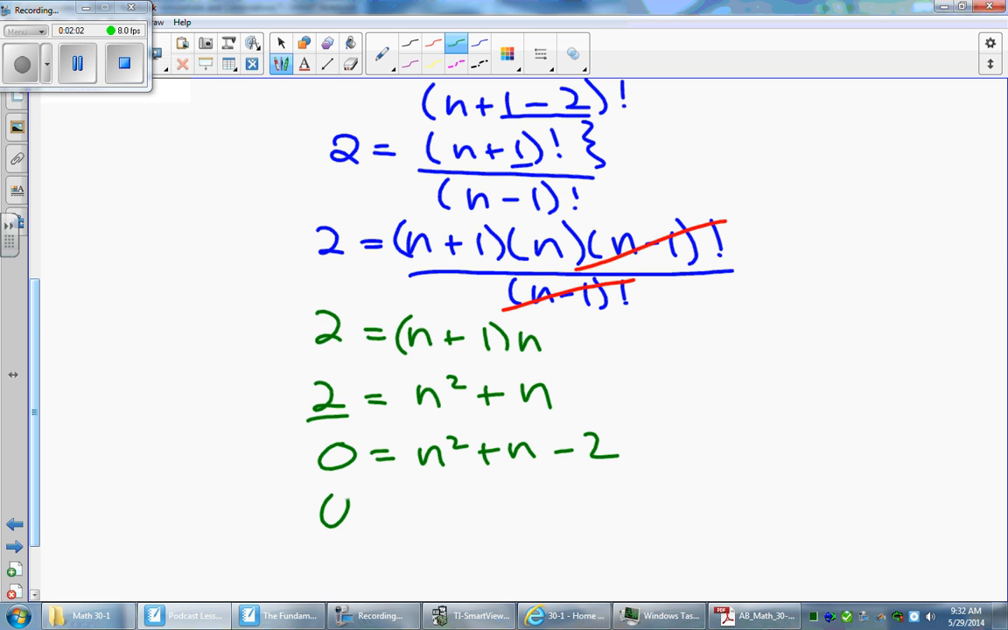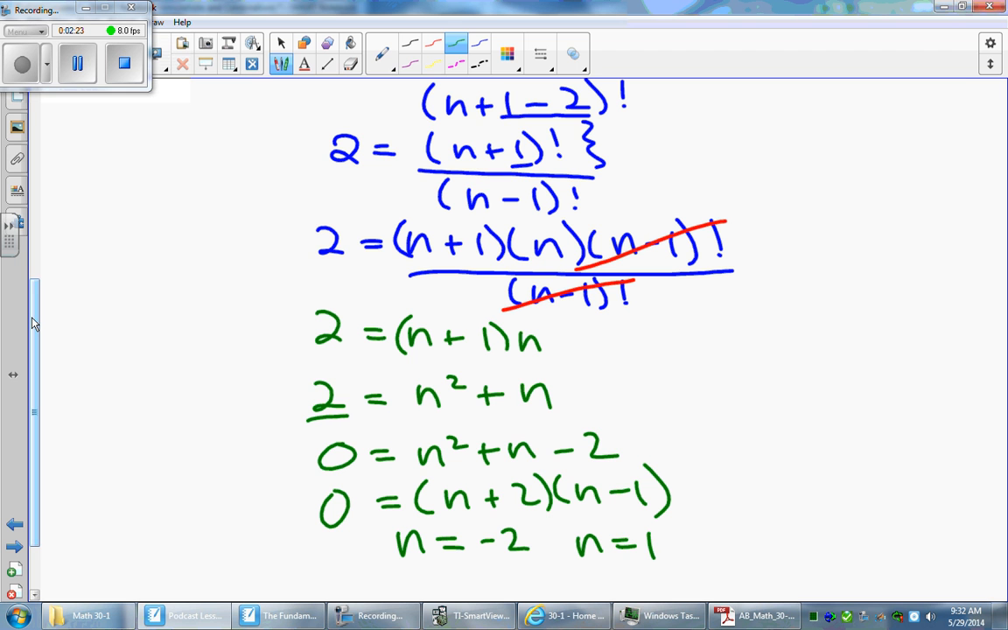So we go ahead and factor that using just the simple factoring method. Once you factor it, you should get 2 binomials that look as follows: n plus 2 times n minus 1. So algebraically, when we solve this here, we're going to have 2 possible solutions: n is equal to negative 2, and n is equal to positive 1.